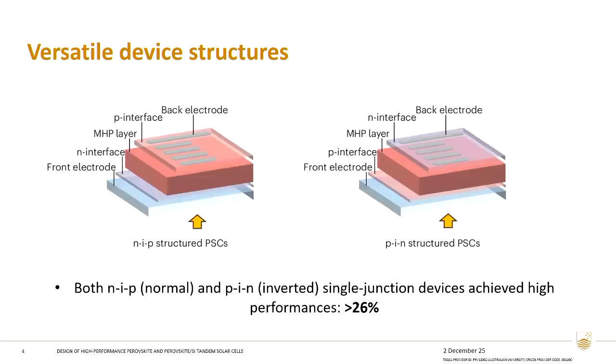The slide here shows the two types of typical single junction perovskite solar cell structure with different polarity. The yellow arrow shows where the sun illuminates. When the sun illuminates from the electron transport material part, we call that structure the NIP perovskite cell structure. On the opposite, if the sunlight illuminates from the hole transport material, we call that cell structure the PIN cell structure.